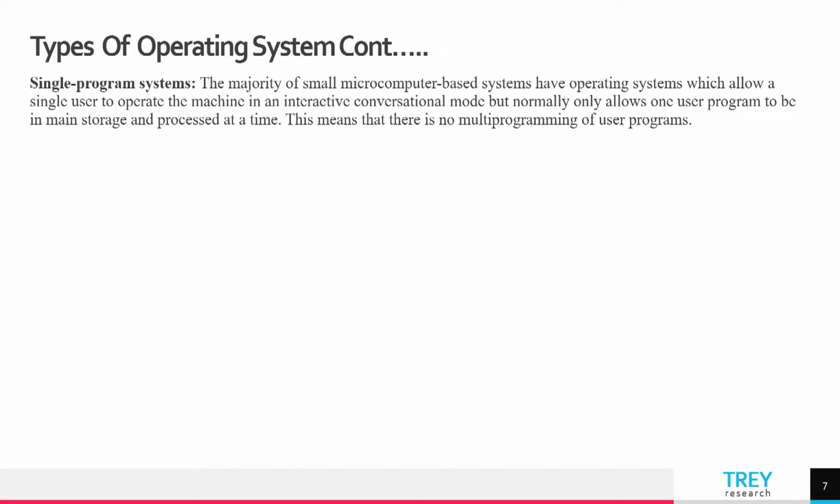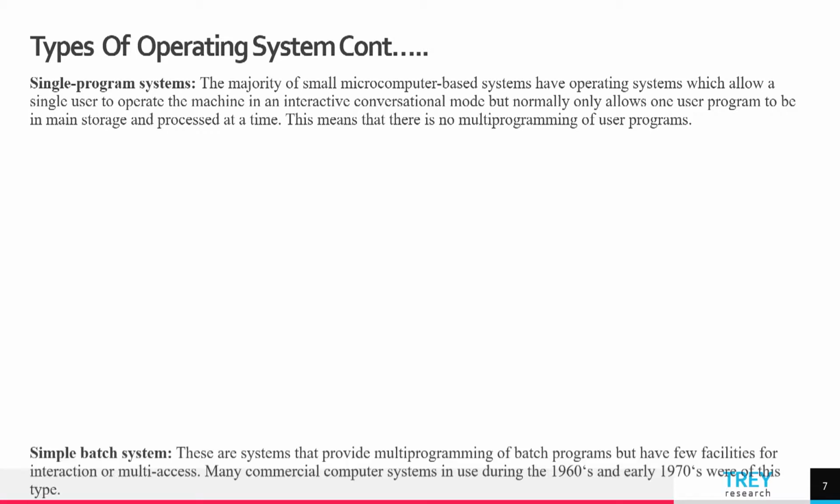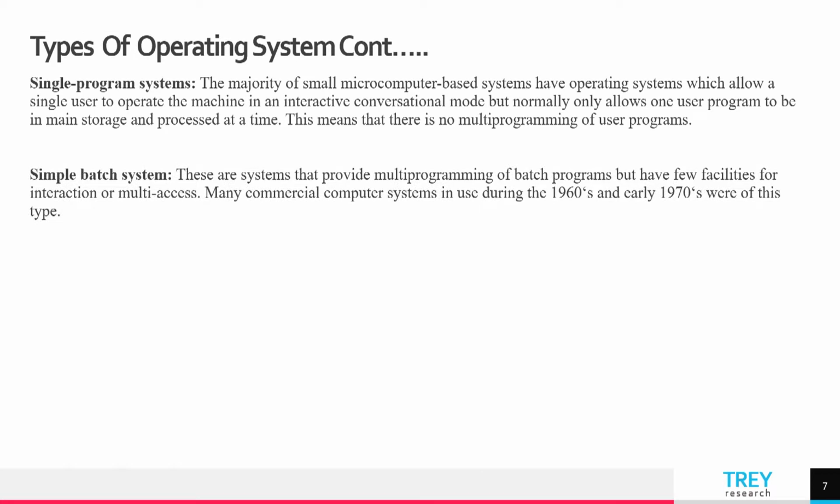The next type of operating system is the single program system. This is basically the majority of small microcomputer based systems. They have an operating system which allows a single user, meaning one user operating the device or the computer, to operate the machine in an interactive conversational mode, but normally only allows one user program to be in main storage and processed at a time. It cannot allow more than one user. So this means that there is no multi-programming of user programs. We'll be able to demonstrate this.